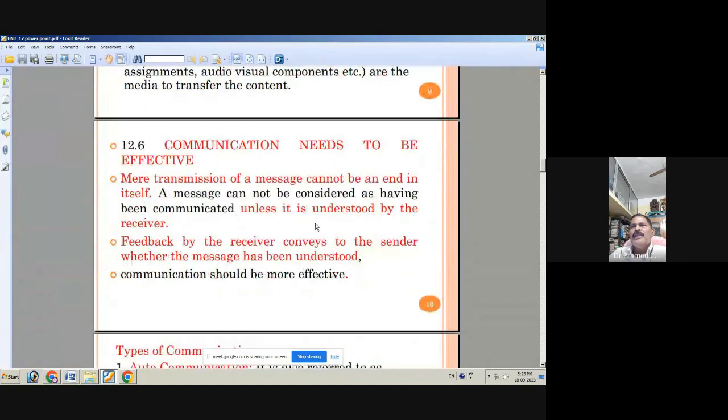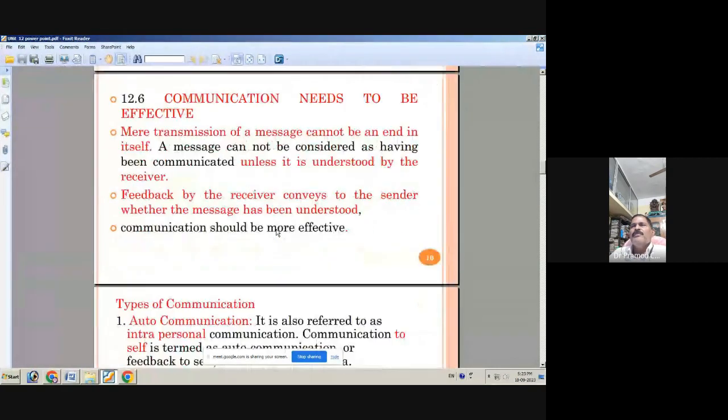Then communication needs to be more effective. How can we make communication more effective? Mere transmission of the message cannot be the end in itself. If you transmit the message, it will not automatically be understood by others, because a message cannot be considered as having been communicated unless it is understood by the receiver.